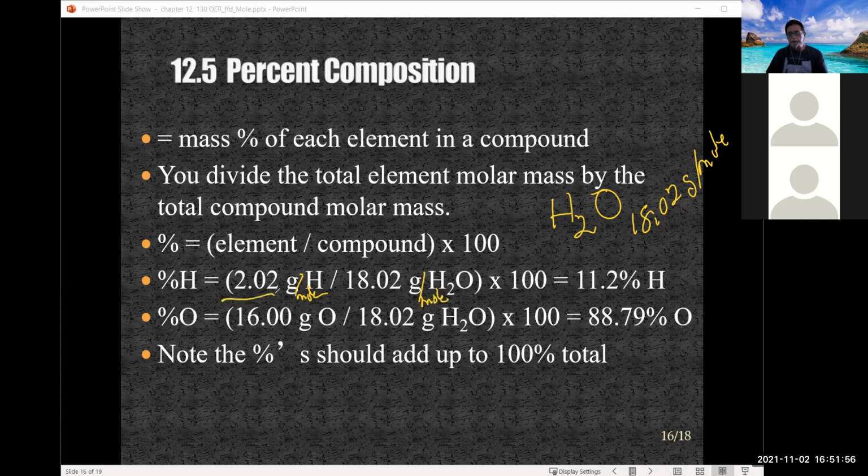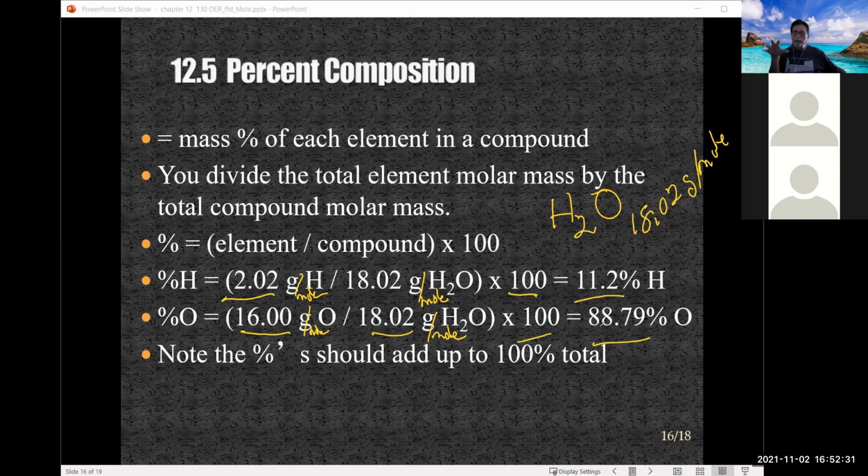We know there are 2 hydrogens. Each total weight for hydrogen is 2.02. Divide that by 18.02 times 100 gives you 11.2% for the hydrogens. Do the same for the oxygen: 16 divided by 18.02, in grams per mole. These units all cancel out, so percentage is unitless other than the percent symbol. Times 100, and we end up with 88.79% oxygen.